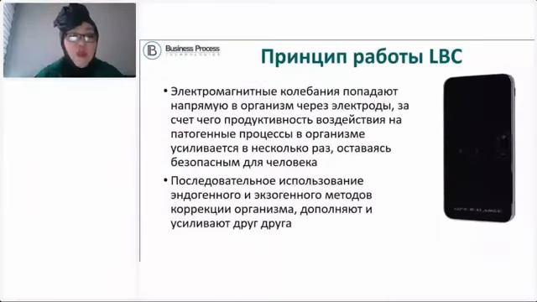How it works. Electromagnetic oscillations enter the body directly through the electrodes, due to which the effectiveness of the effect on pathogenic processes is increased several times. At the same time, the technology remains safe for humans. Consistent use of endogenous and exogenous methods of body correction complement and reinforce each other. In other words, Life Balance works at a distance and is a contactless device.